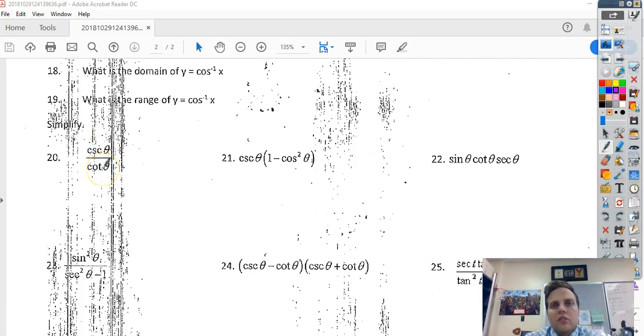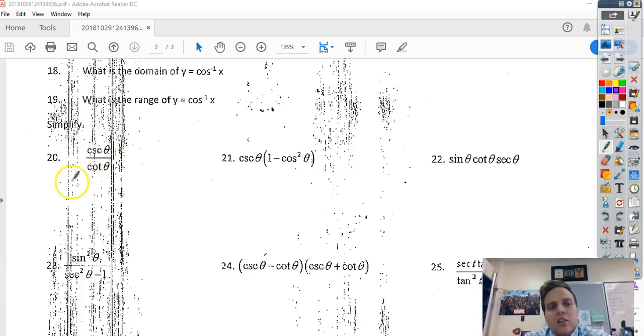Cosecant over cotangent. Alright, so I start off. Every problem I'm going to start off this way. I'm going to look for any Pythagorean identities. Then I'm going to look to distribute. Then I'm going to look to simplify. And if I haven't simplified enough yet, I'm going to look to change everything to sine and cosine. That's my last attempt at finding it. And then simplify after that.